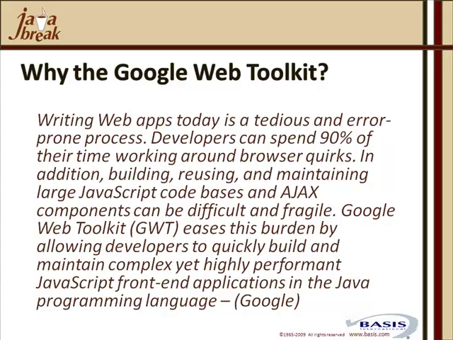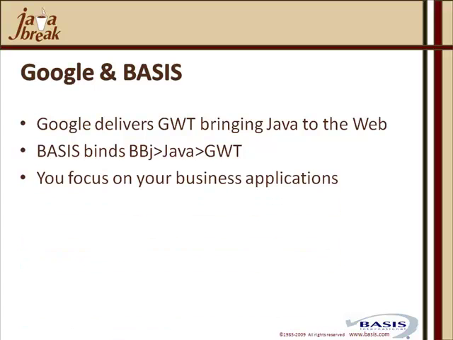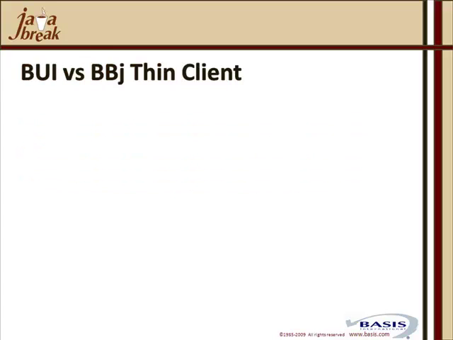So that statement is particularly significant, and of course, a great opportunity for us at Basis, as our BBJ product is written in Java. So what does that allow us to do? Google delivers GWT, bringing Java to the web. Basis binds BBJ with Java and GWT to deliver your application. That allows you to focus on your business applications and let Basis take care of the delivery mechanisms, the deployment capabilities of GWT, BBJ, and Java.